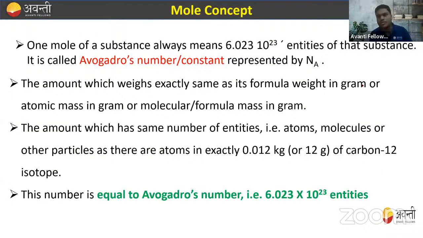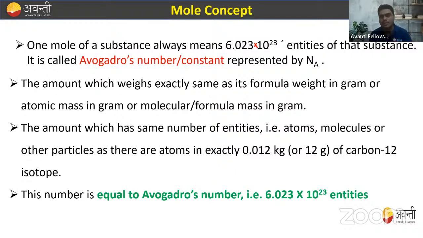So first of all, we all know beta what is mole, right? What is mole? Can anyone define mole? What do you mean by the mole? Right. So what is mole concept basically? So one mole of substance always means 6.023 into 10 raised to the power 23, right? So this means 6.023 into 10 raised to the power 23 entities, right? That number is called Avogadro number.